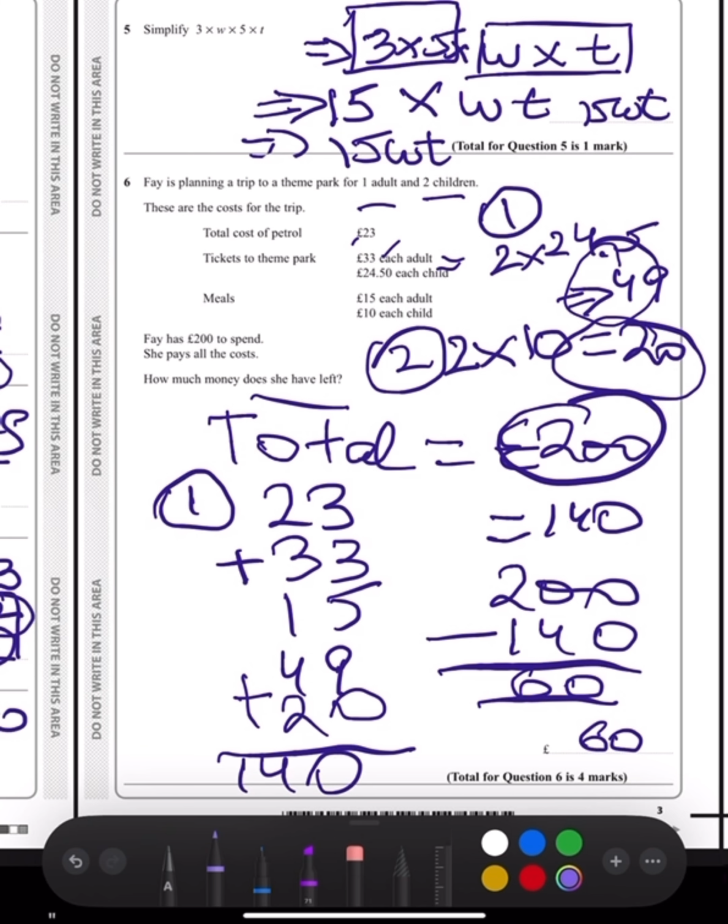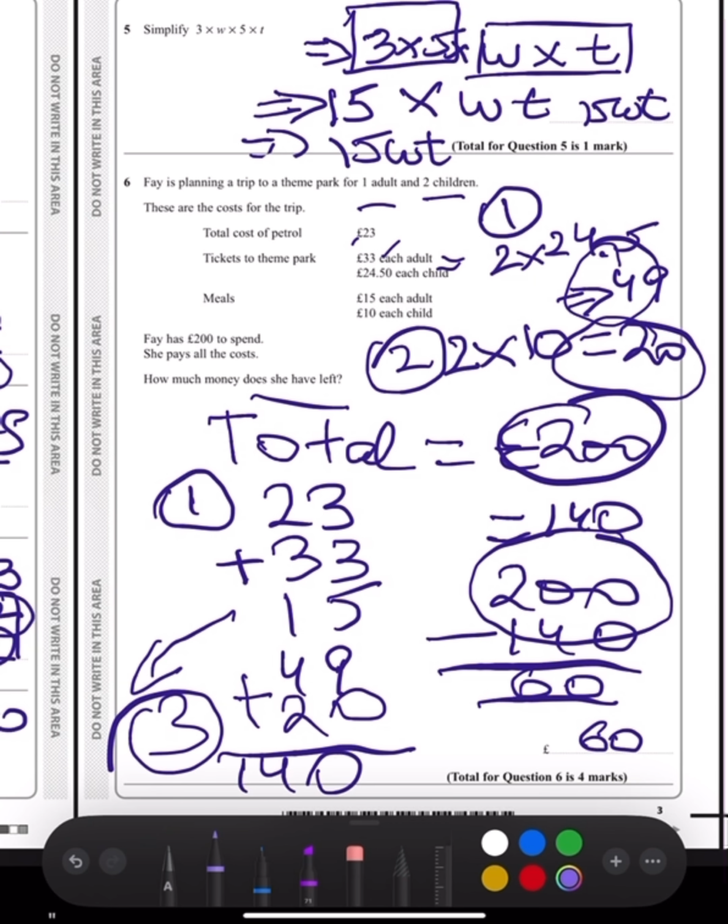Now the next question is that Faye has 200 to spend, she pays all the cost, how much money she has left? So your 3rd mark, firstly, was for adding this all up. This gives you the 3rd mark, and then she asks you how much money is left, which is simply knowing the total, subtracting from the money that she spent on her things. So we basically do 200 minus 140, which gives us 60, and 60 gives you the 4th mark. That's how you earn 4 marks there.